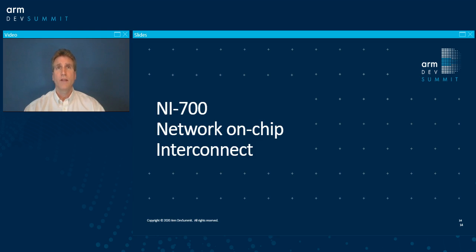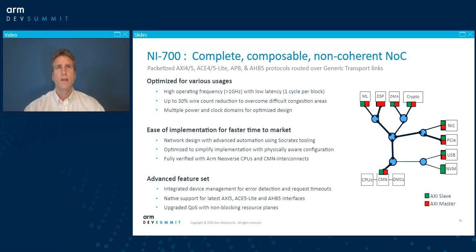To complement the CMN-700 coherent network, we also introduced a new non-coherent network-on-chip interface, the NI-700. It is a revolutionary change from our current NIC-400, both in features and in tooling. The NI-700 is a complete composable non-coherent NoC that packetizes AXI4 and 5, ASIDE and APB and other protocols over generic transport links. It takes up less area than the hierarchical NIC-400 and 450 design and supports new AMBA AXI protocols like AXI issue F, G, and H features.